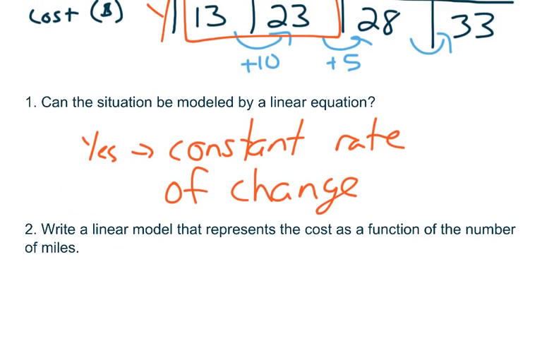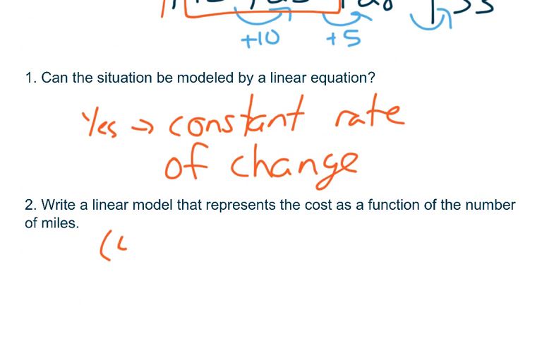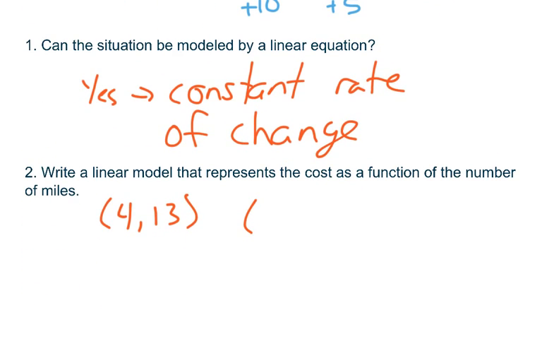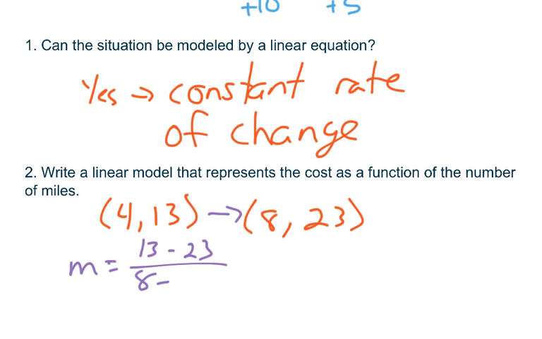I'm going to use these two ordered pairs specifically. So I'm going to have 4, 13. That's 1 point. And the other point was 8, 23. Well, I've got 2 points. I need to write the equation of the line. So let's find the slope. That's the first thing we need to find. So my slope, 13 minus 23 over, whoops, not 8 minus 4. That's the wrong order. 4 minus 8.